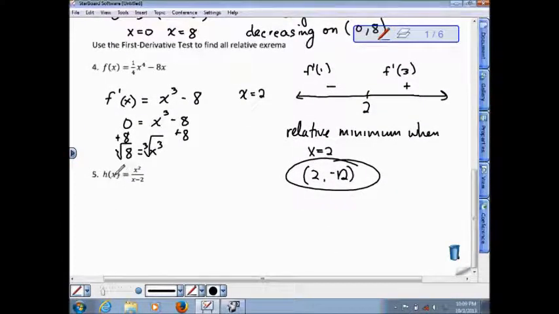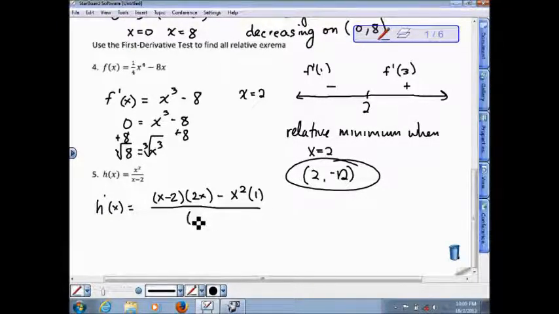Now question 5, this comes from the same section. These are both from 3.2. It's the same thing, just a different type of function to give us a little more practice here. H prime of x. Now we have to take the derivative of a quotient. We use the quotient rule, which is, if you remember that phrase, low d high minus high d low. So it's the bottom function, x minus 2, times the derivative of the top function, 2x, minus the top function times the derivative of the bottom function, all over the square of the bottom function.